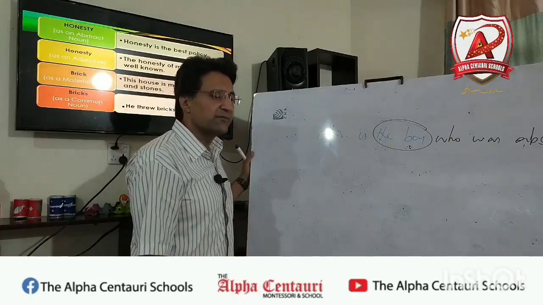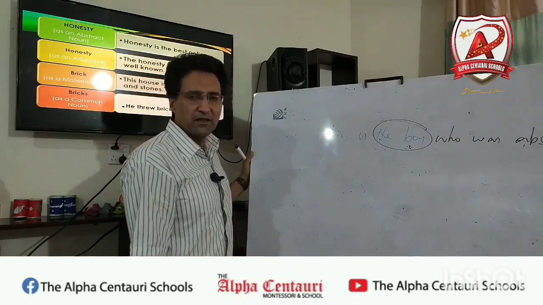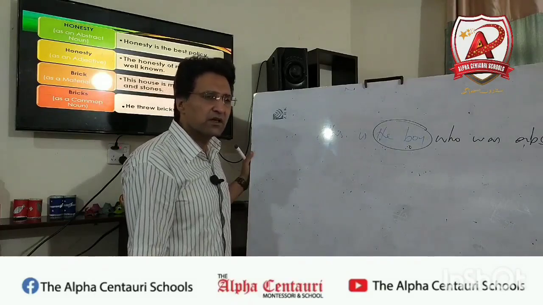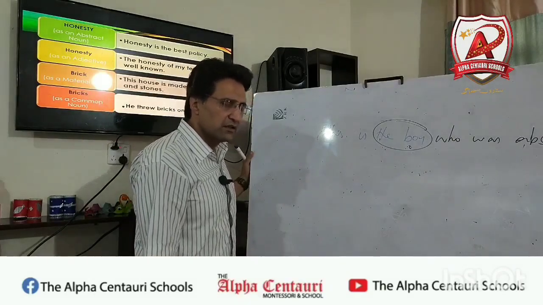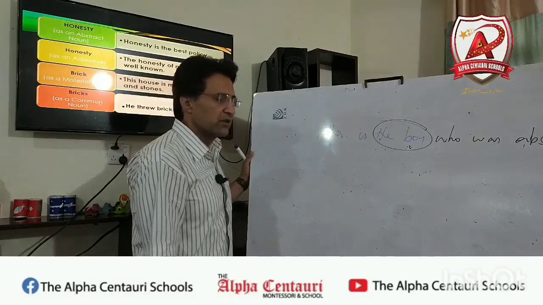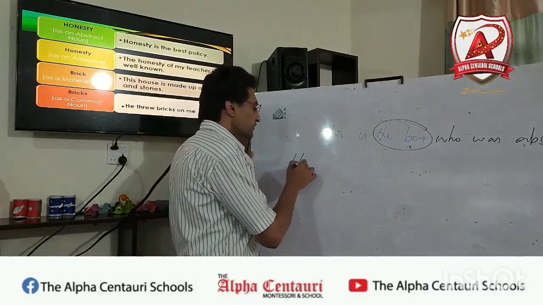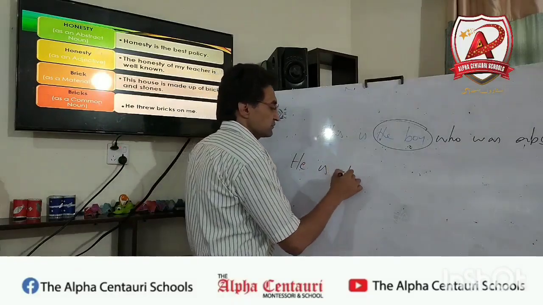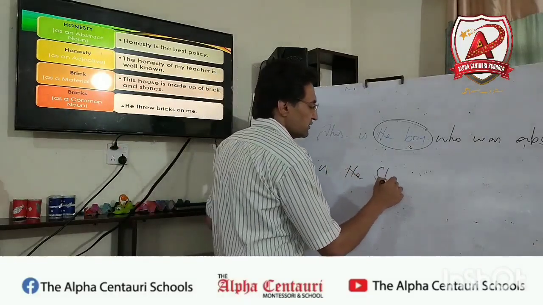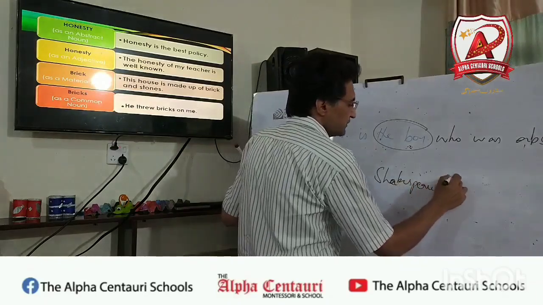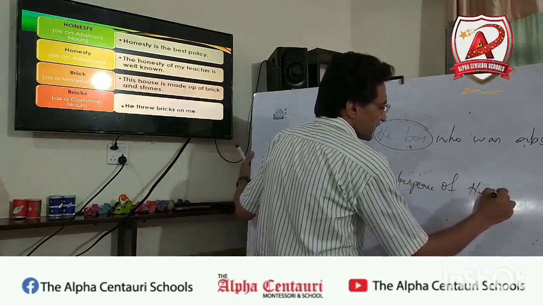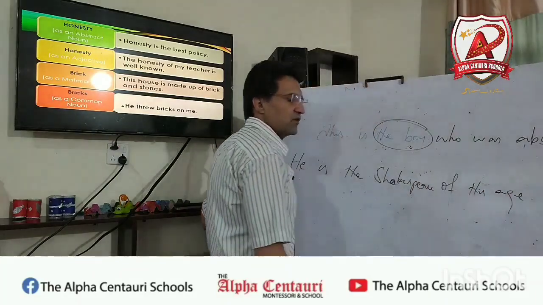On the other hand, for example, Shakespeare is a proper noun. No? Iqbal, Qaid-e-Azam, these are proper nouns. No? Aslam, Akram, these are all what? Proper nouns. Agreed? But look at this. He is the Shakespeare of this age. Look at this now.